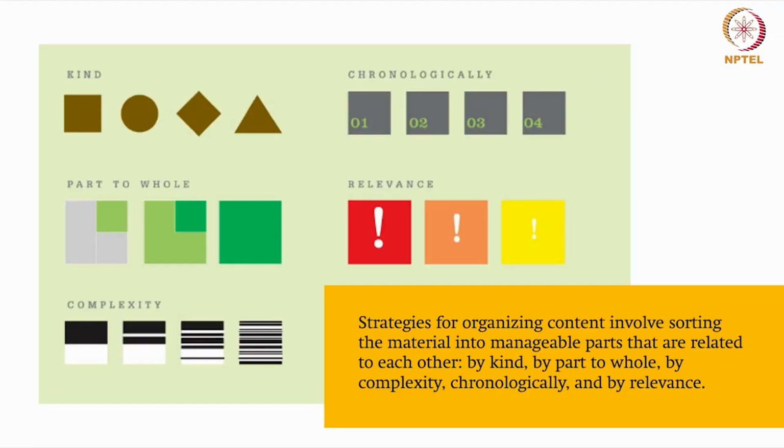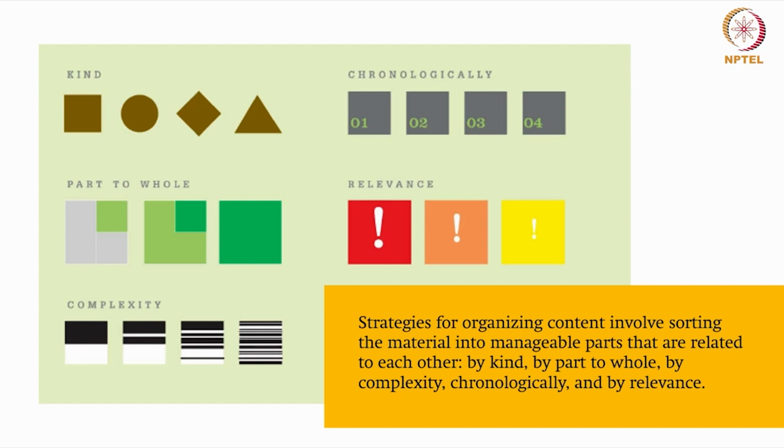If you look at kind, if there are different kinds of materials and information in your project, do you want to segregate them and put them in different sections based on type? Or if you look at it chronologically, and the data is in a timeline, and you have to map the evolution pattern, you may like to divide them chronologically based on dates.